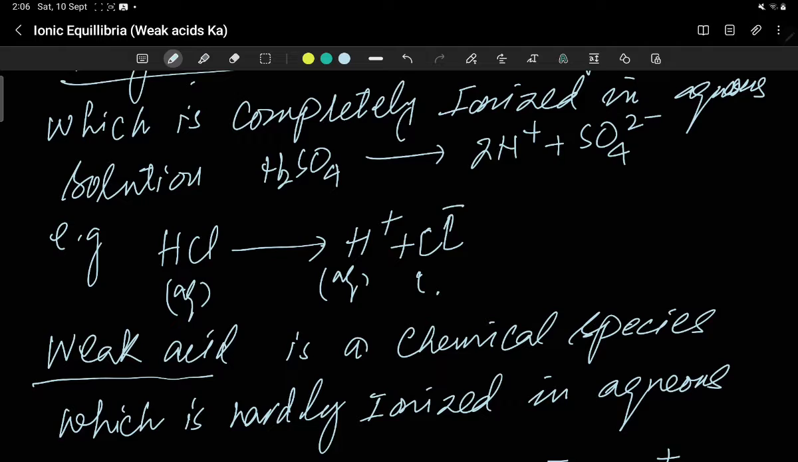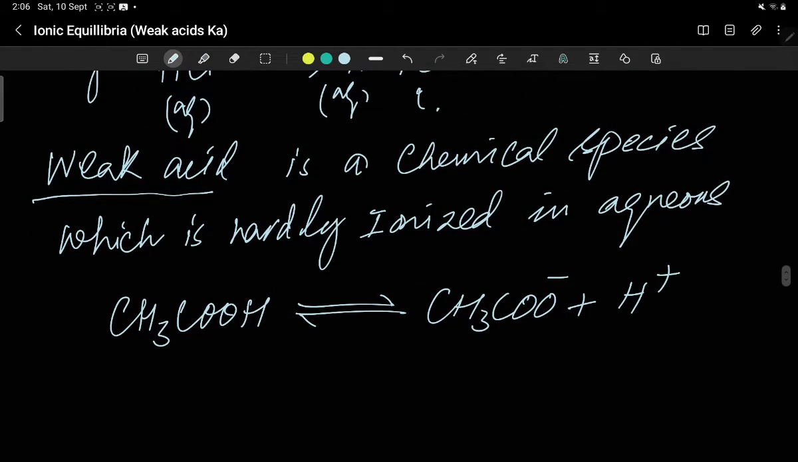So come to the weak acid. A weak acid is a chemical species which is hardly ionized in aqueous solution. For example, ethanoic acid is a weak acid which is hardly ionized in aqueous solution, giving ethanoate ion and hydrogen ion. For example, if the degree of dissociation of ethanoic acid in a given aqueous solution is 0.005, then only 5 in every 1000 ethanoic acid molecules are dissociated into ethanoate ions and hydrogen ions.